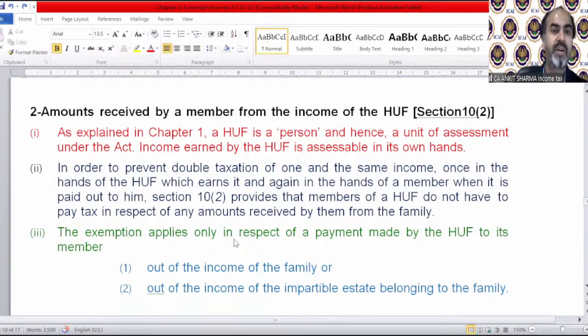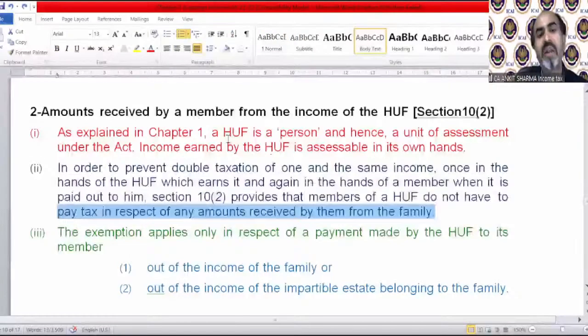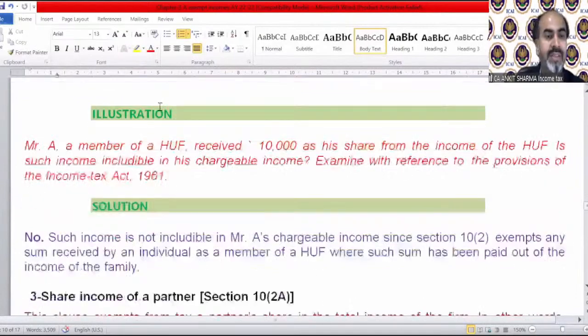In order to prevent double taxation of one and the same income, once in the hands of the HUF which earns it, and again in the hands of the member when it is paid out to him, Section 10 provides that a member of a HUF does not have to pay tax in respect of any amount received by them from the family. That is the main line which you need to understand. It's simple.